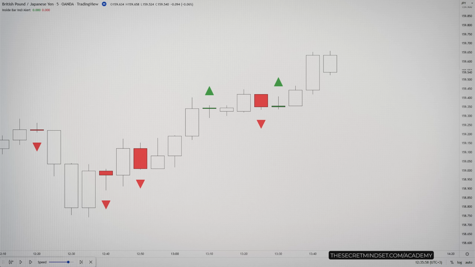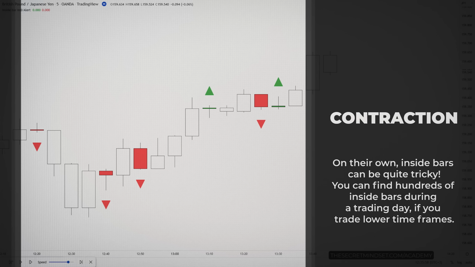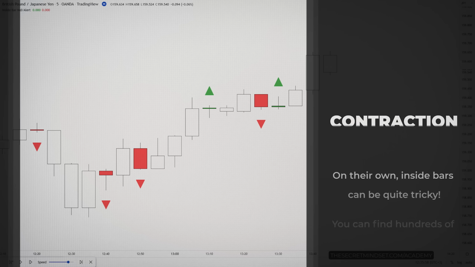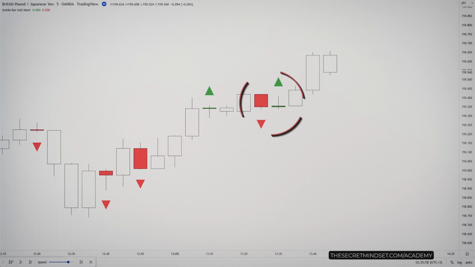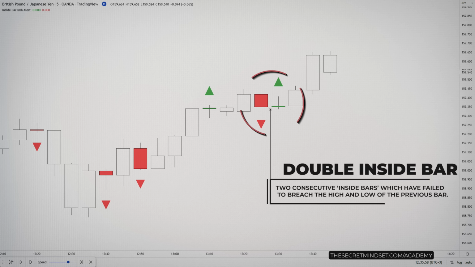On their own, inside bars can be quite tricky, especially if you are inexperienced. You can find hundreds of inside bars during a trading day if you trade lower timeframes. A double inside bar setup will solve this problem and will highlight the period of contraction even better. A double inside bar is when there are two consecutive inside bars which have failed to breach the high and low of the previous bar.